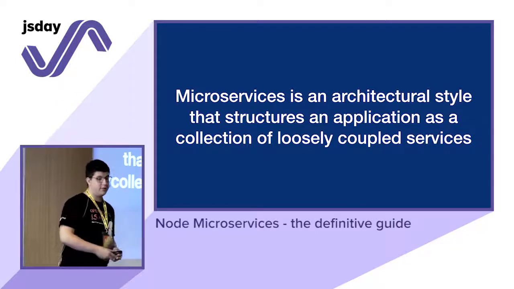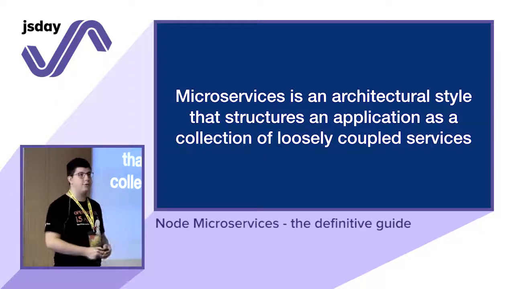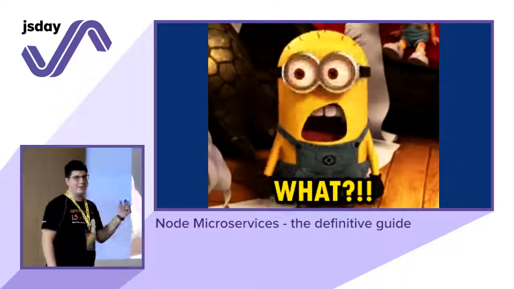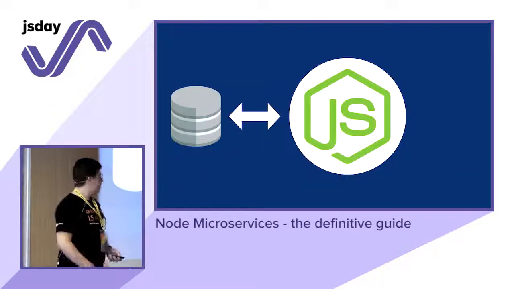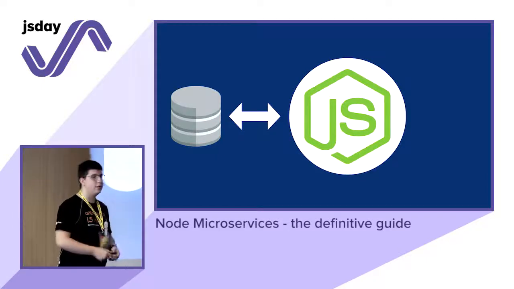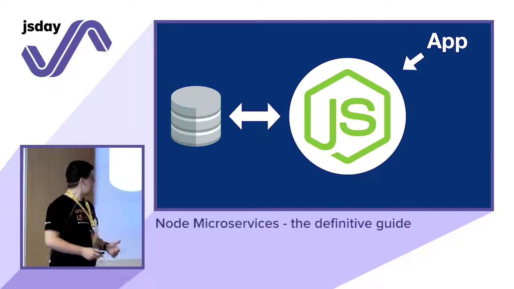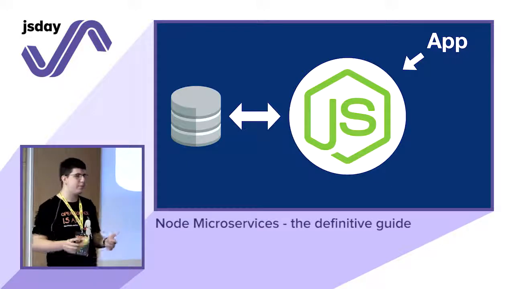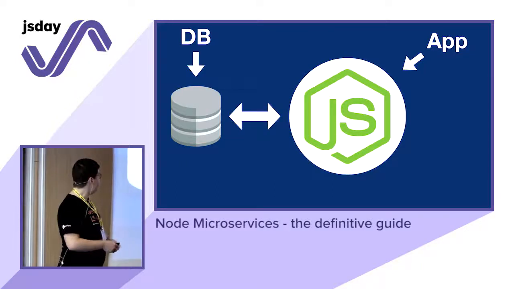A microservice is an architectural style that structures an application as a collection of loosely coupled services. So what? Yeah, this is a definition from Wikipedia. So let's do a simple introduction. This is our usual monolith Node.js app. It's living on some server. It has tests. It probably has the model view controller pattern, and this is a database.